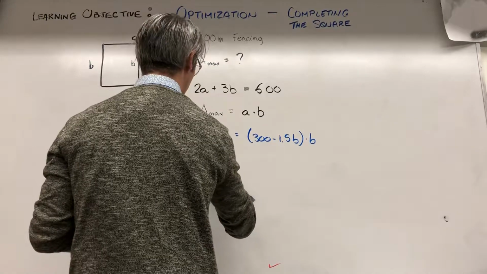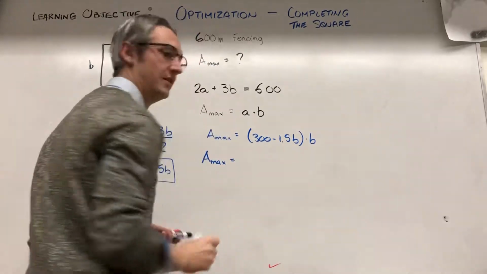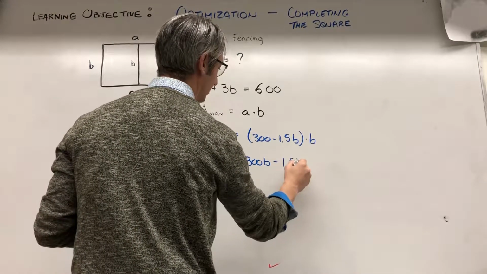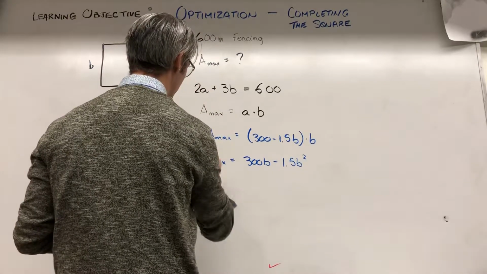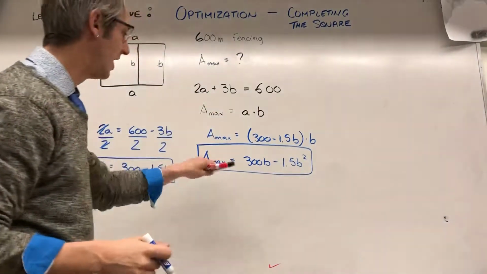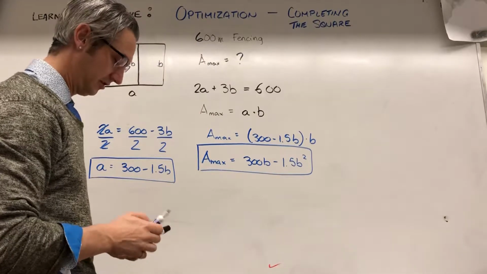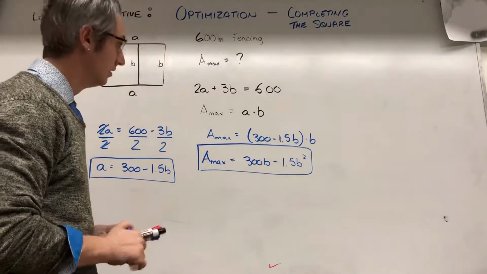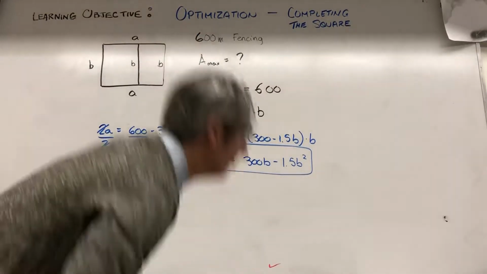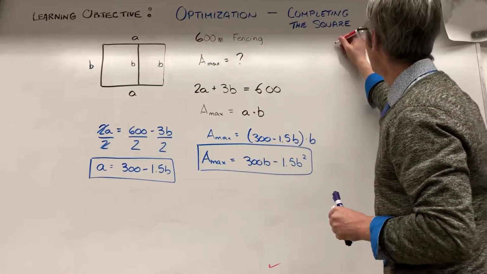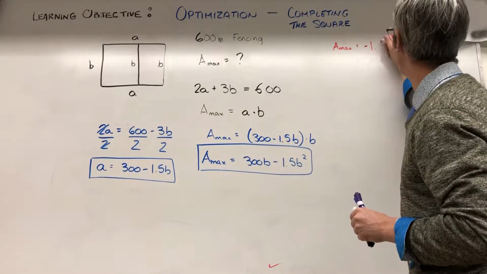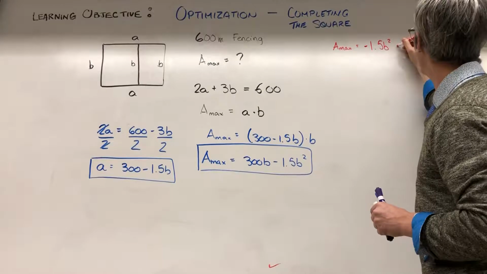And that gives me A max is equal to 300B minus 1.5B squared. And this is what we're going to complete the square on to find our A max. So let's go through that process, shall we? Completing the square. So many pens in my hand. I get A max is equal to, now I want to have the B squared be my first term, so negative 1.5B squared plus 300B.